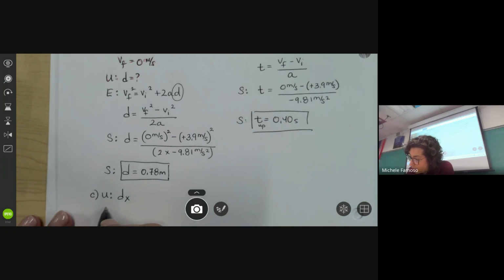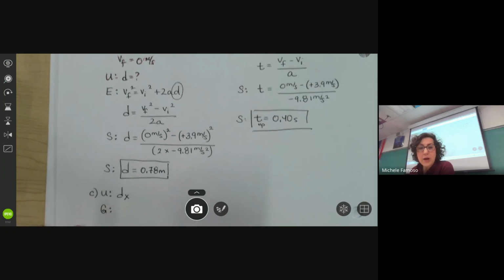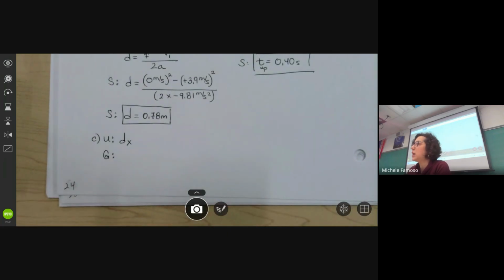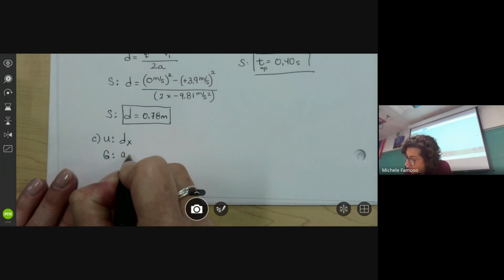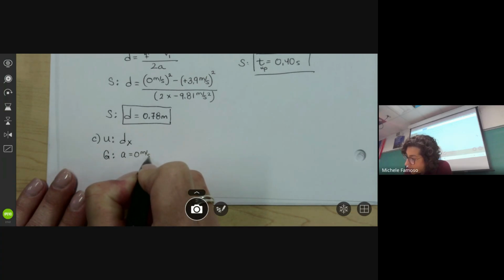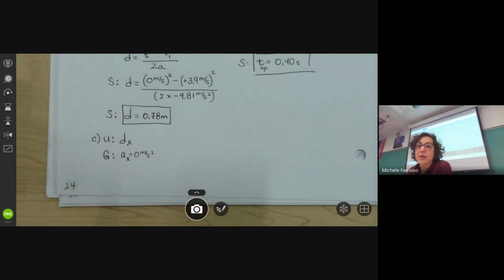Let's think about what we know. I'm going to do this out of order. What do we know about the X direction always? So think about your X column of a chart. What do we know about the X direction in this question? I'm not going to make the whole chart. I'm just going to list the variables for the X direction. Janicia? That is right. In the X direction, the acceleration is always 0 meter per second squared.